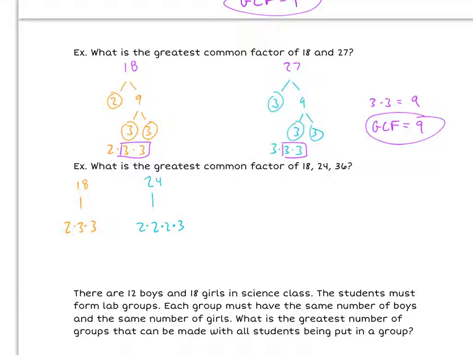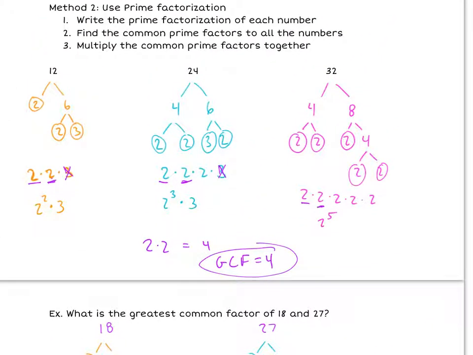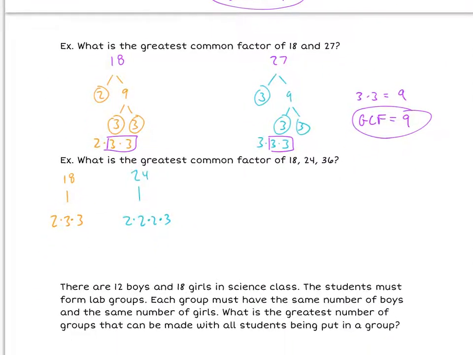Number 36. Did we do 36? No, we didn't do 36 yet. So we got to do 36. So you could do 2 and 18 if you want, or 6 and 6. You could do 3 and 6. 2, 3.